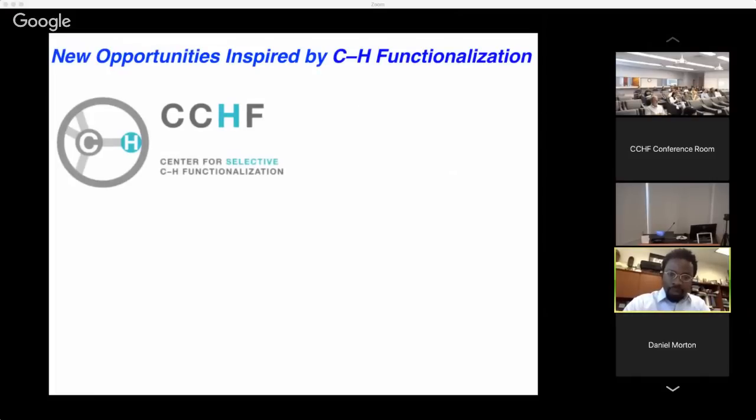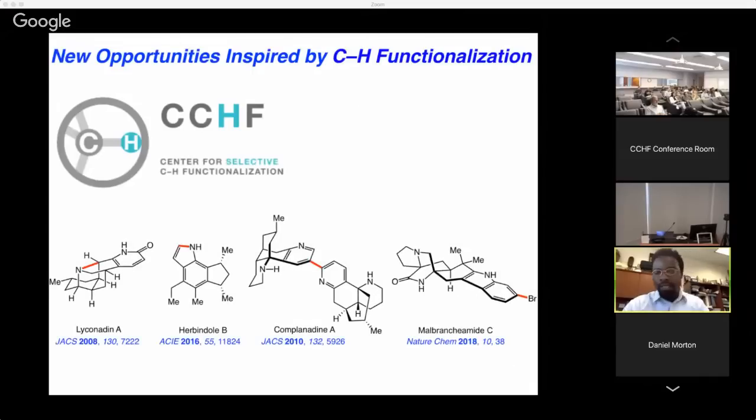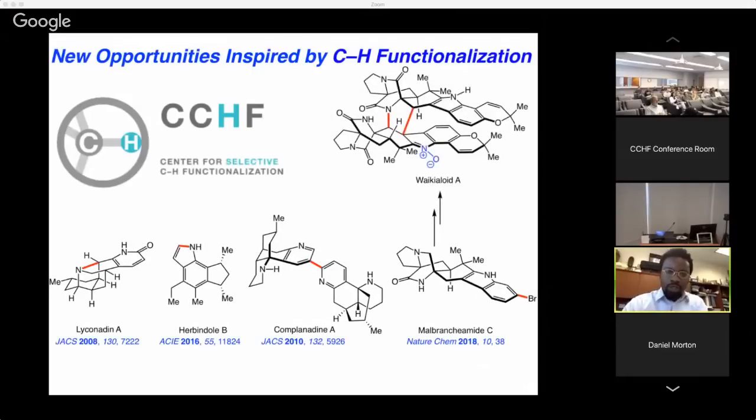Now, my group has been involved in the center, as Huw mentioned, for some time, and our charge as part of the center was to really think about ways in which we could apply CH functionalization methods to address the synthesis of complex molecules. And so on this slide, I show some examples of the types of bond-forming processes, which are highlighted in red, which were really inspired by thinking about CH functionalization.